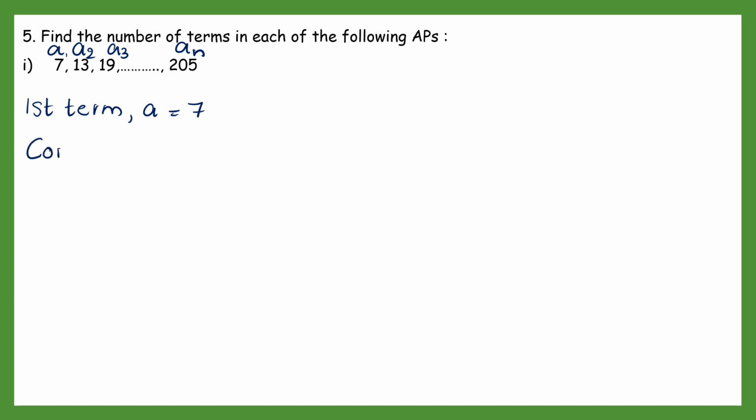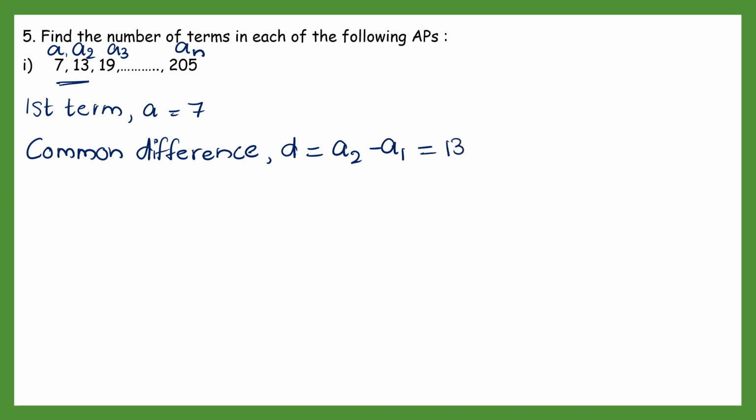Then what can we find? We can find common difference. Why? They have given that it is an arithmetic progression, so we can find common difference. Common difference means difference between consecutive terms. So you can take A2 minus A1. A1 and A2 are consecutive terms, so common difference will be A2 minus A1. So 13 minus 7. We get 6.